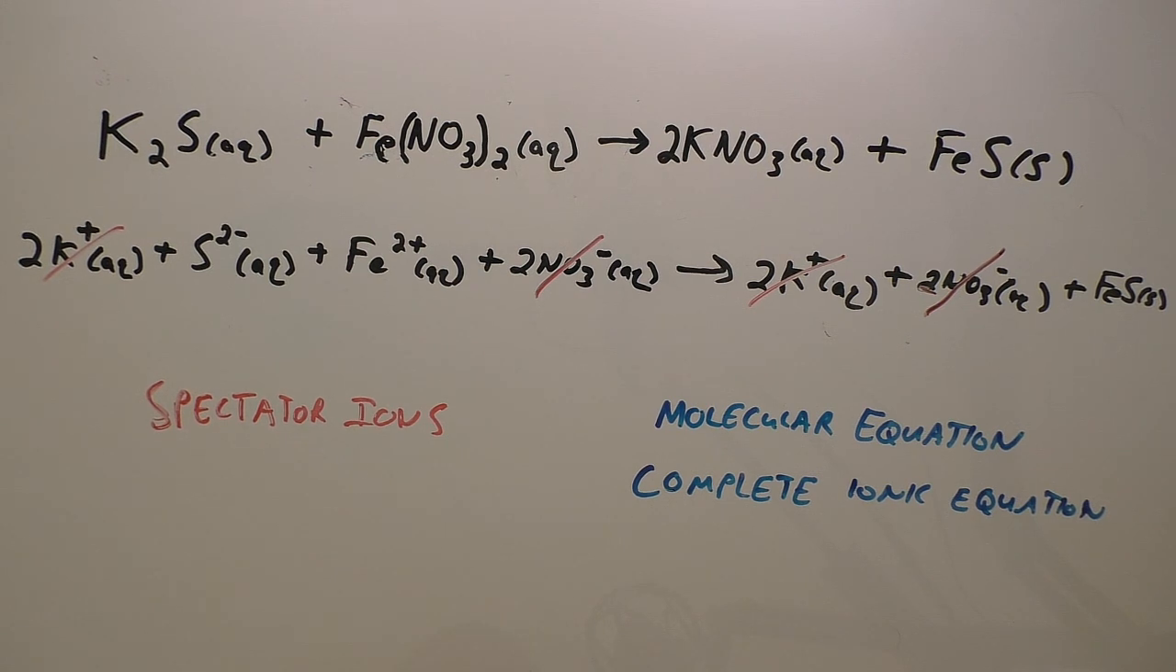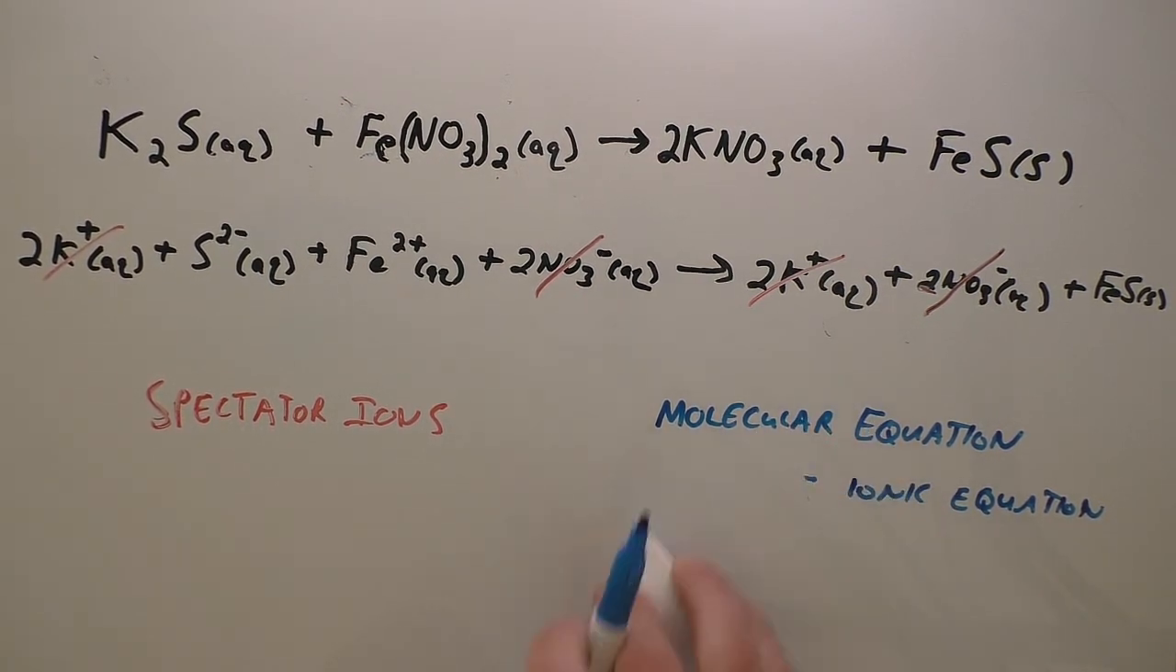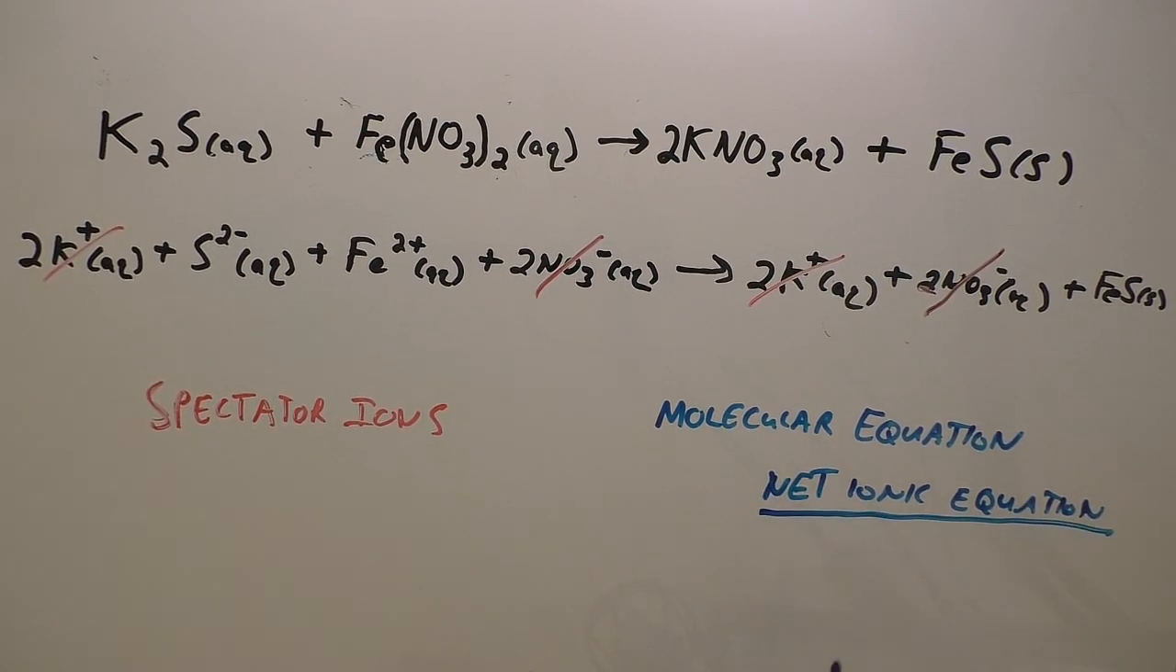So we're going to simplify this equation down by removing the spectator ions, the ones that don't actually participate in the chemical reaction. And that type of equation that results once the spectator ions are removed has a name, and it's called a net ionic equation. So the net ionic equation is usually like the culmination, the end point of the problem. That's kind of where it all leads to.